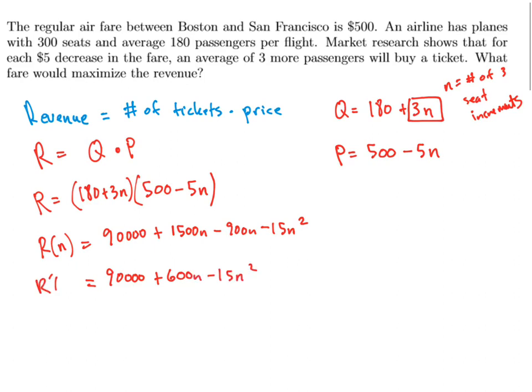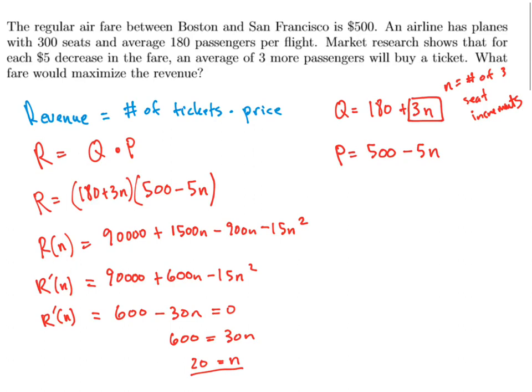And that's what we're trying to maximize. So let's take the derivative of this. I'm going to end up with 600 minus 30n. That's R prime. And again, set that equal to 0 to find the critical point. Divide by 30. So n is going to be 20 here. So what that's saying is we're going to decrease the fare by $5 20 times.